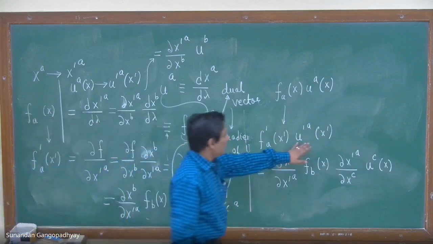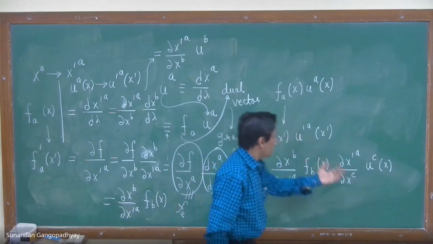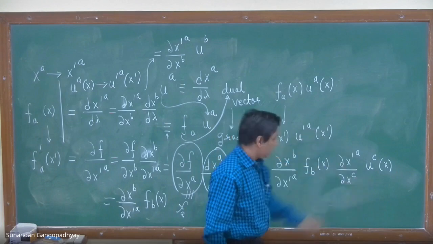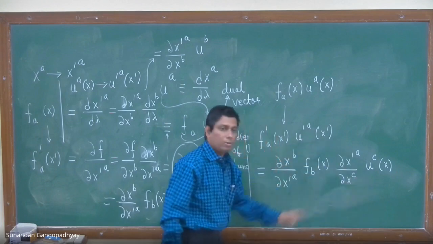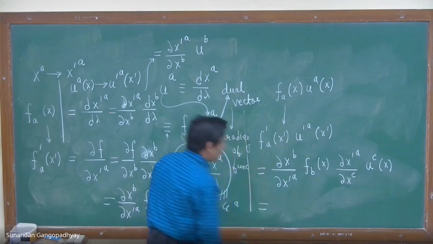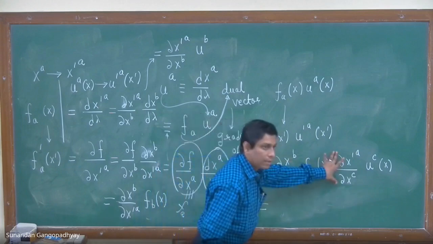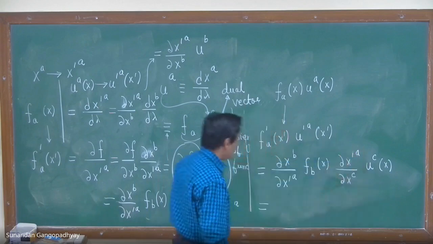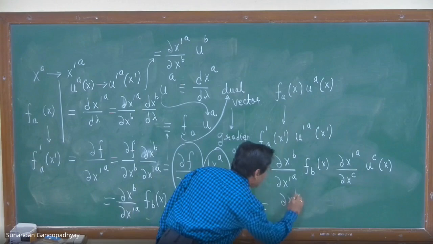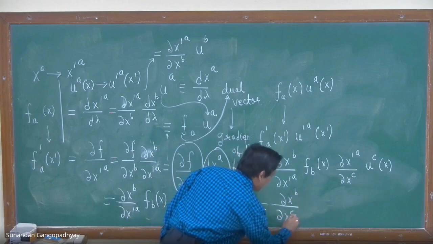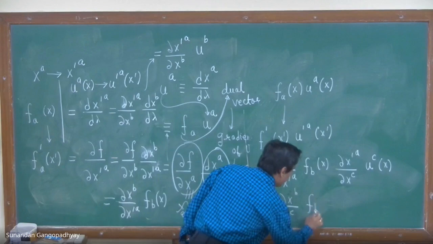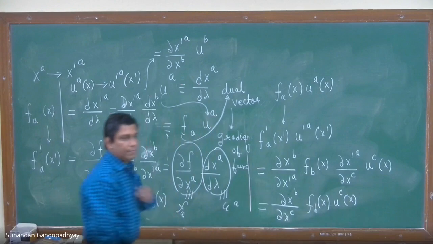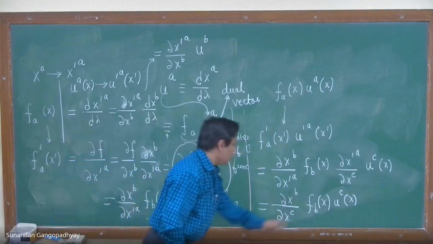So this is, once again I repeat, a contravariant vector. Anything which transforms in this way is a vector, first of all. Any index with the index on top, I will call contravariant. Index on bottom, I will call covariant. Now just look at this factor and this factor: del x b over del x prime a, del x prime a over del x c. If you apply the chain rule, this will be del x b over del x c. Then you will have f b of x u c of x. Okay? This is nothing but delta b c.